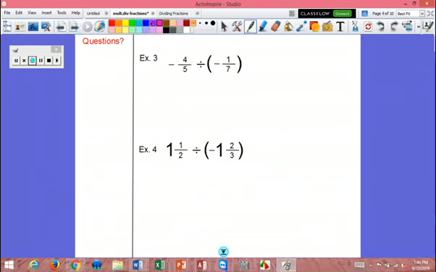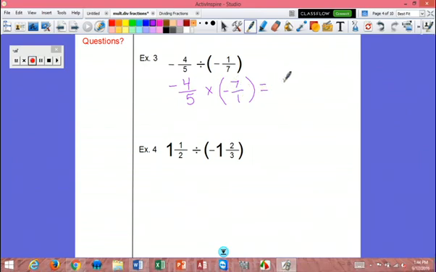Alright, let's do some division problems. Example 3, we have -4/5 divided by -1/7. So remember, we are going to flip that second fraction, take the reciprocal of it, and then we're going to multiply. So I'm going to go ahead and rewrite the first fraction. I'm going to change this to multiplication. And then -1/7, the reciprocal of that would be -7/1.